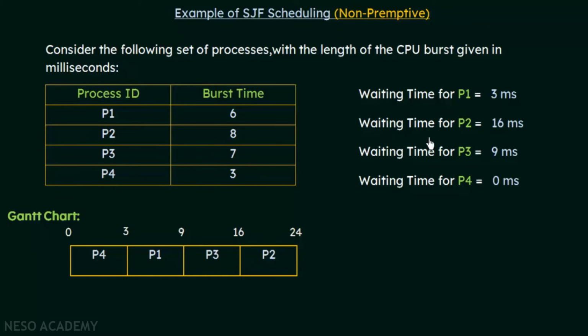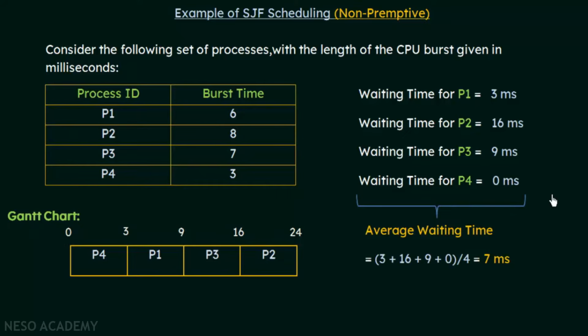Now similarly, what is the waiting time for P2? If you look at the Gantt chart, we see that P2 got the CPU at the 16th millisecond. So the waiting time for P2 is 16 milliseconds, and the waiting time for P3, similarly, we see that it is 9 milliseconds, and the waiting time for P4 was 0 milliseconds because P4 was the first one to get the CPU and it did not have to wait. So 0 is the waiting time for P4.